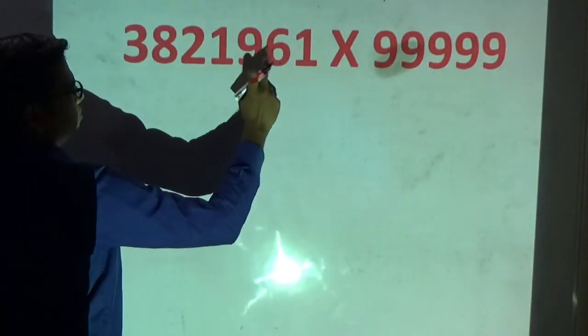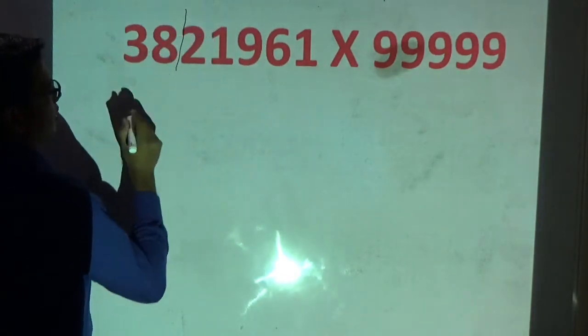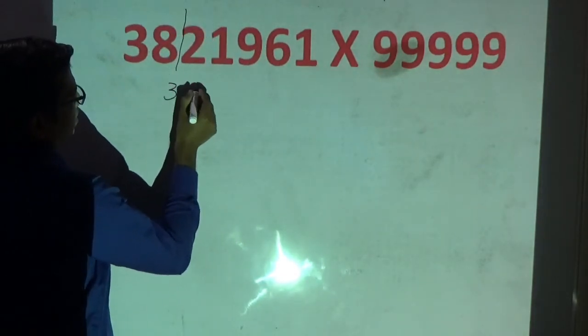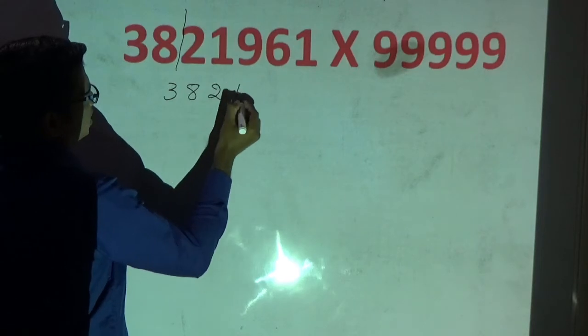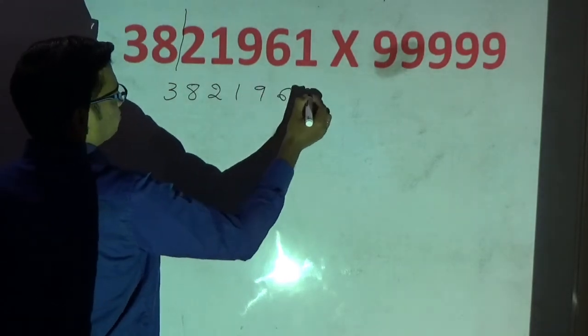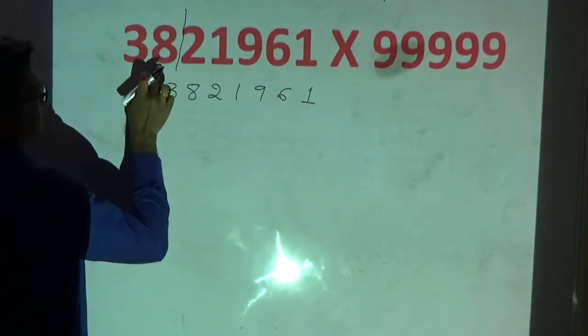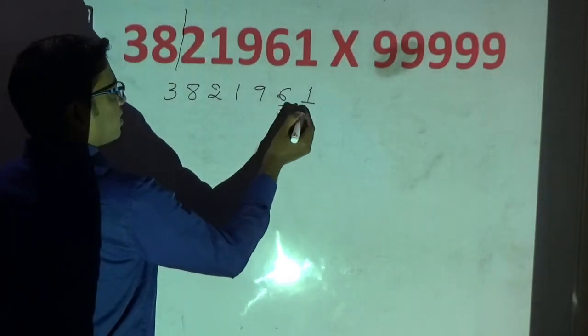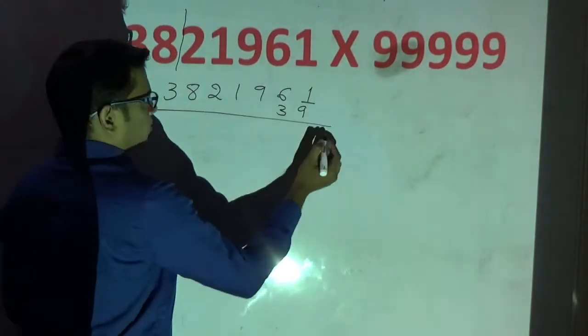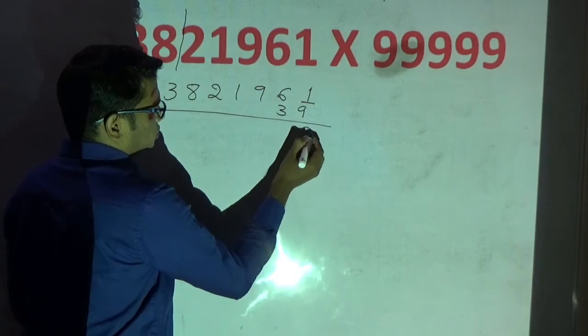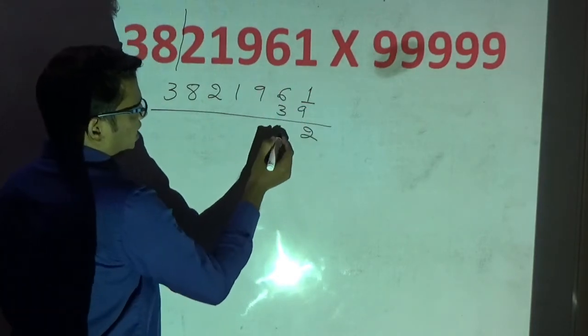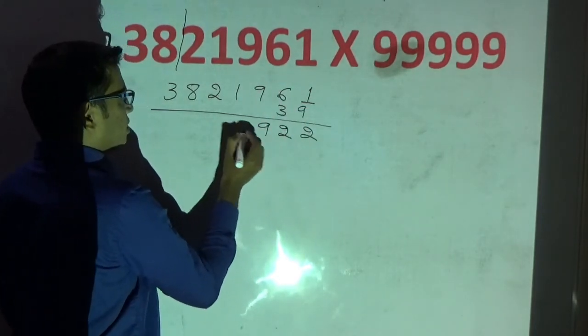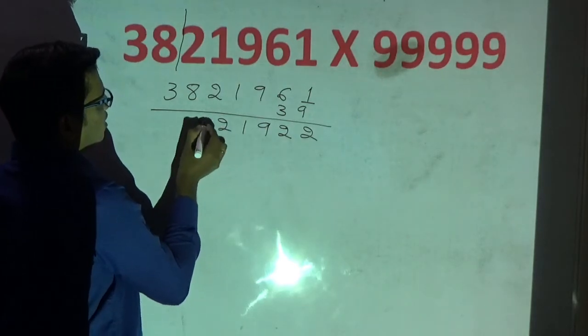Split 5 digits. 1, 2, 3, 4, 5. Okay. Write all the digits as they are. 3, 8, 2, 1, 9, 6, 1. Then you increase this by 1. It will become what? 39. Okay. Now 11 minus 9 is 2. Okay. So this is 5. 5 minus 3 is 2. 9, 1, 2, 8, 3.